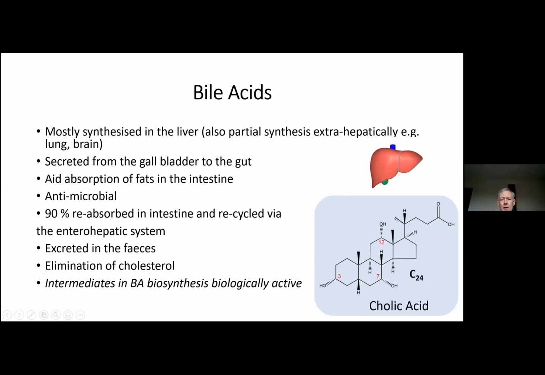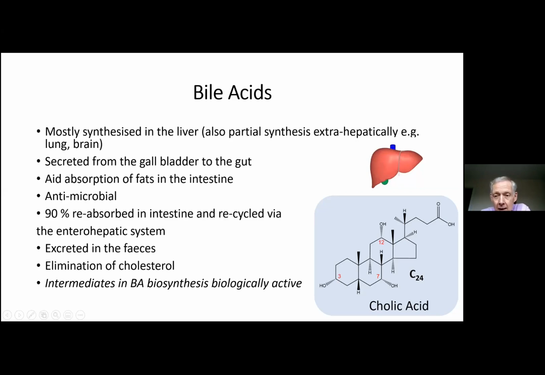A few more words about bile acids. So at the bottom right of my screen here, I show you the structure of cholic acid. So you can see it's a little bit like cholesterol, and it's got the ring system. However, the side chain has been shortened from 8 carbons down to 5 carbons. And we've got this carboxylic acid group introduced. So that's why they're called bile acids.